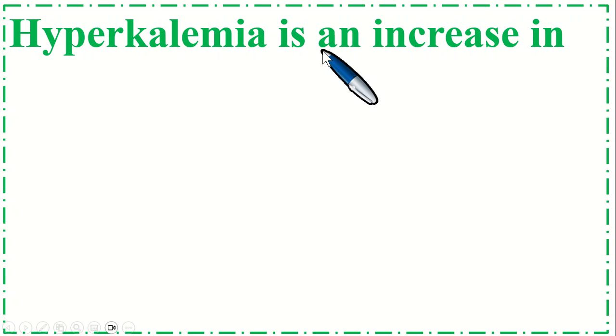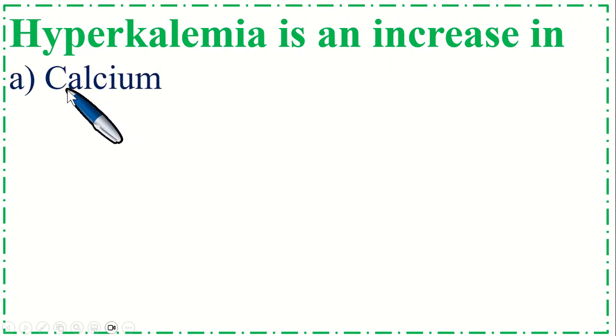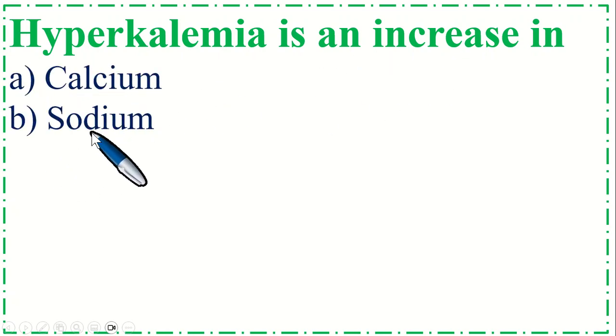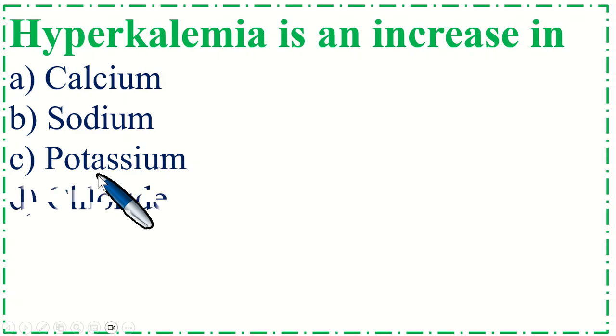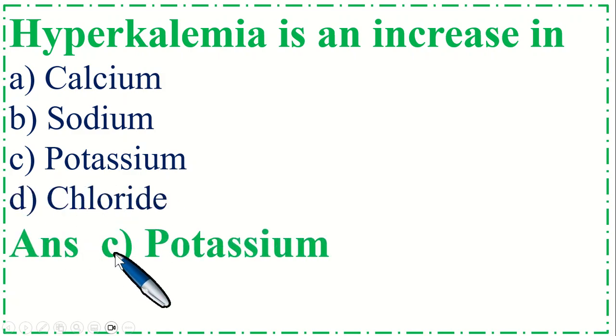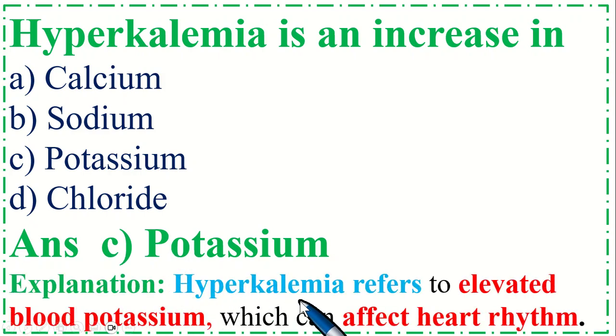Hyperkalemia is an increase in option A calcium, B sodium, C potassium, and option D chloride. So the correct option is C, potassium. Explanation: hyperkalemia refers to elevated blood potassium, which can affect heart rhythm.